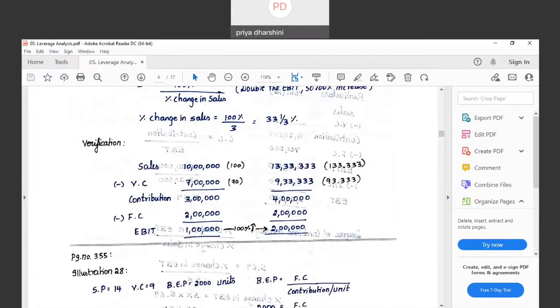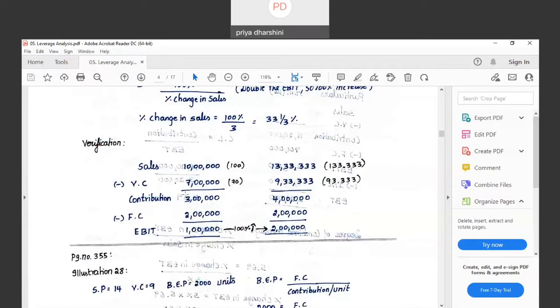How much is EBIT going to rise? It is going to become double, which means a 100% increase. So 1 lakh into 2, 2 lakhs. Will fixed cost change? No, it will remain the same 2 lakhs, which means how much will your contribution be? I'm going in the reverse order. How much will your contribution be? Your contribution will become 4 lakhs.